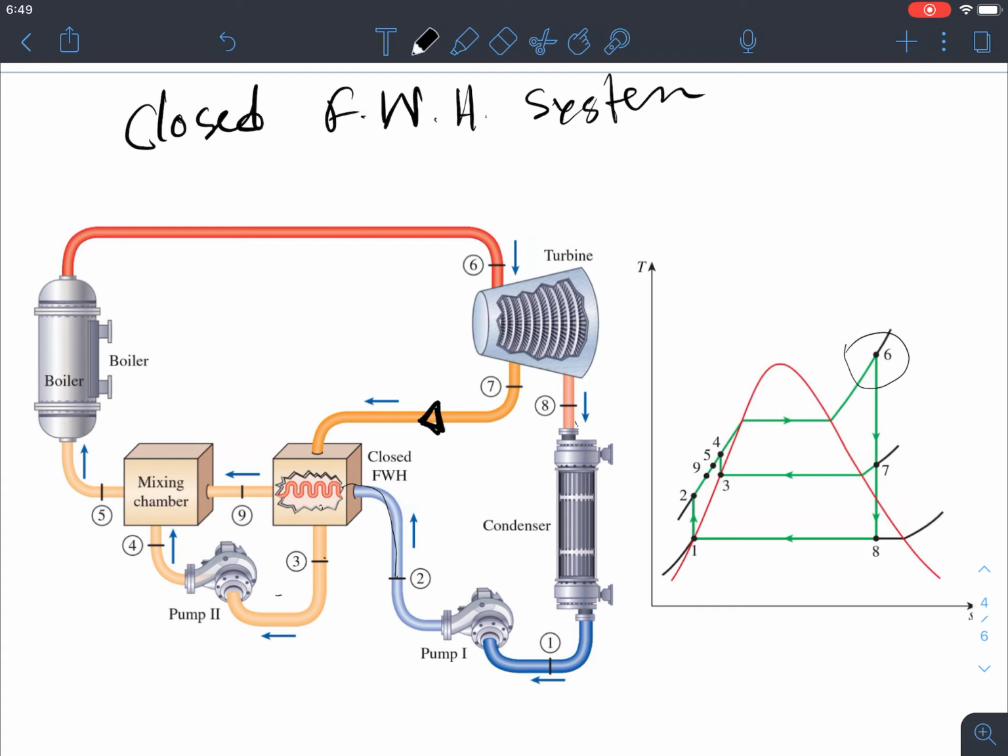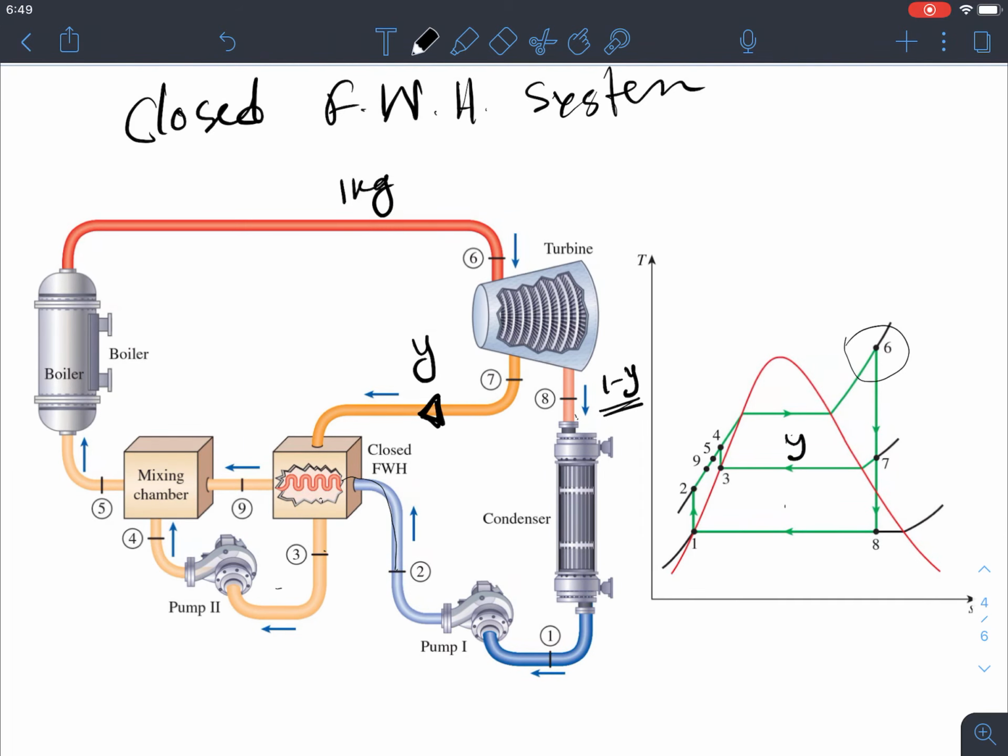Again, we are taking two outputs in the turbine. Basically, if it is 1 kilogram of vapor, then y kilogram is coming through this way, and 1 minus y kilogram is coming through this way. So this one will be y, and this will be 1 minus y to the condenser, right? So for this case, let's take a look at what the turbine input and the turbine output are.